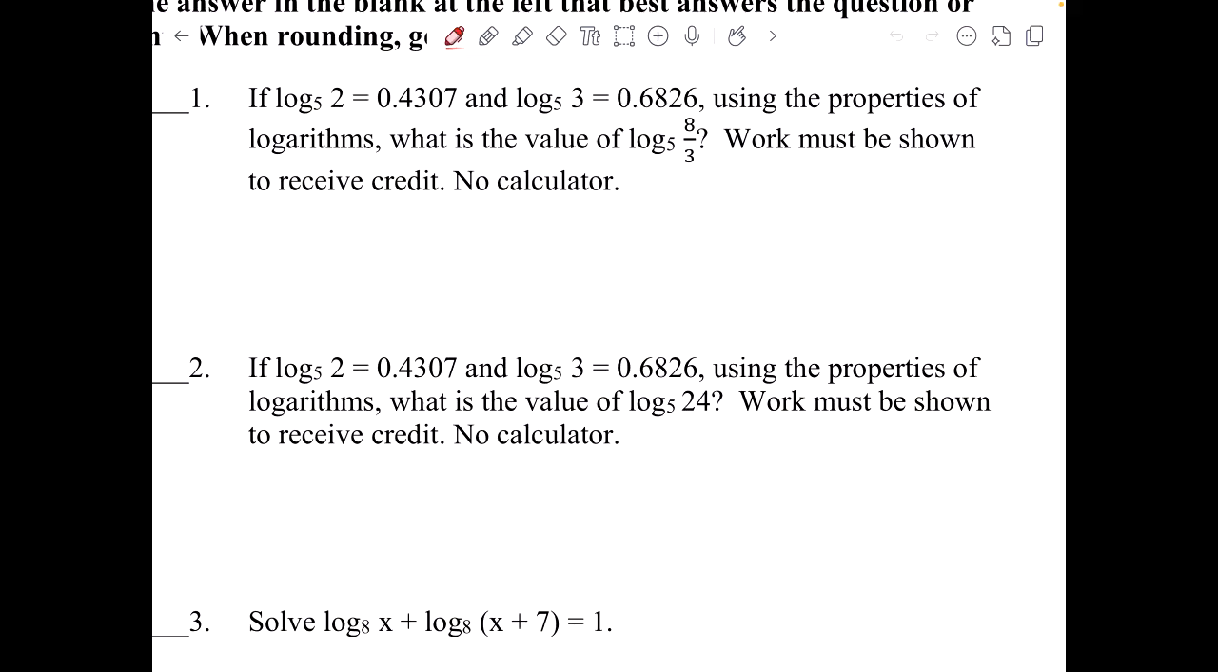Question number 1: if the log base 5 of 2 is equal to 0.4307 and the log base 5 of 3 is equal to 0.6826, using the properties of logarithms, what is the value of the log base 5 of 8 over 3? So first thing, I'm going to change this to be log base 5 of 2 cubed over 3. Then I can use my quotient property.